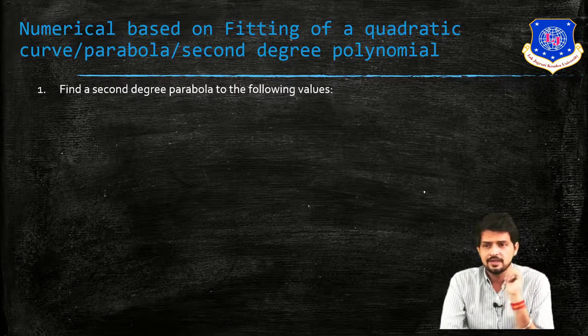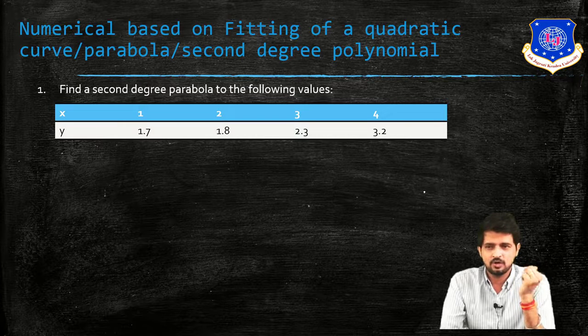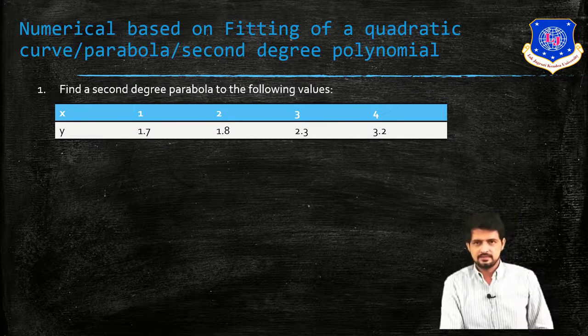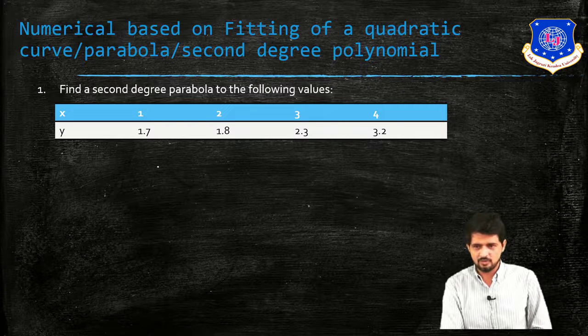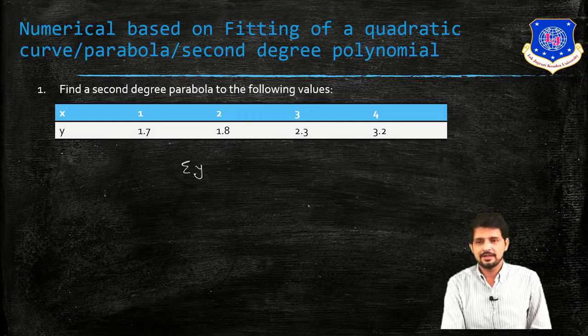Okay, here is the given numerical. We have to fit a second degree parabola to the following values. 4 values are given: 1.7, 1.8, 2.3 and 3.2 are the values of y. Okay, how can we solve this? See, first of all, let us write the normal equations. Which are the normal equations? I am writing the normal equations.